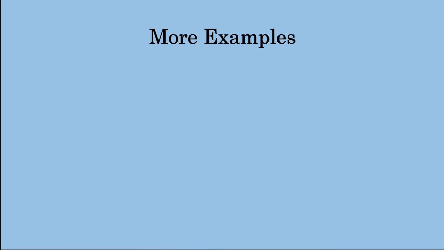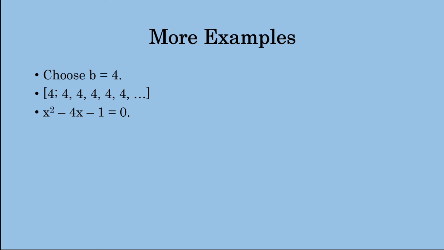And let's see some more examples of this fascinating connection that I'm trying to show you. So, for instance, if we were to choose b equals 4, you might be wondering about b equals 3, and we're not going to neglect it. Don't worry, we're going to come back and talk about b equals 3, but just bear with me for the moment. So if b equals 4, this is our continued fraction expansion, 4 plus 1 over 4 plus 1 over 4 plus 1 over 4, et cetera, going on infinitely. And our associated polynomial is x squared minus 4x minus 1 equals 0.